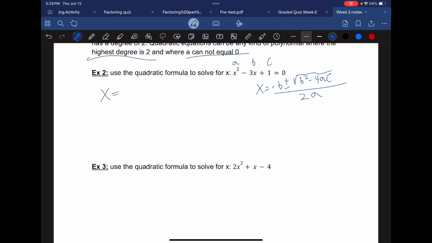X equals negative b, right? But b is negative 3 in this case. So a negative times a negative is a positive. So we just get 3 plus or minus the square root of b squared. B is 3, so 9 times 4 times 1 times 1 all over 2. So x equals 3 plus or minus the square root of 9 times 4 is 36.